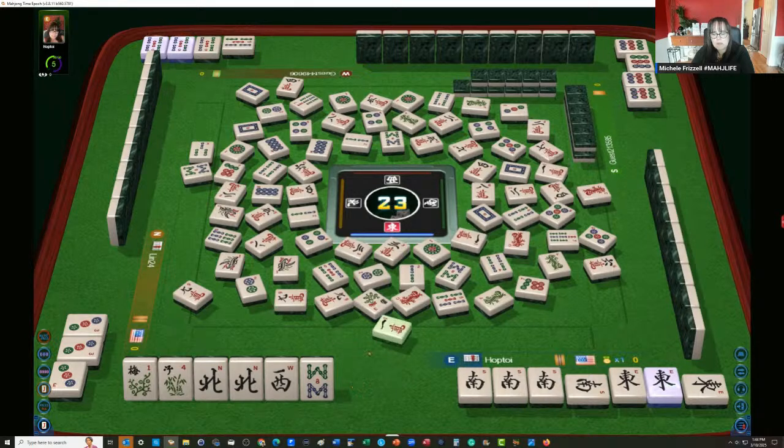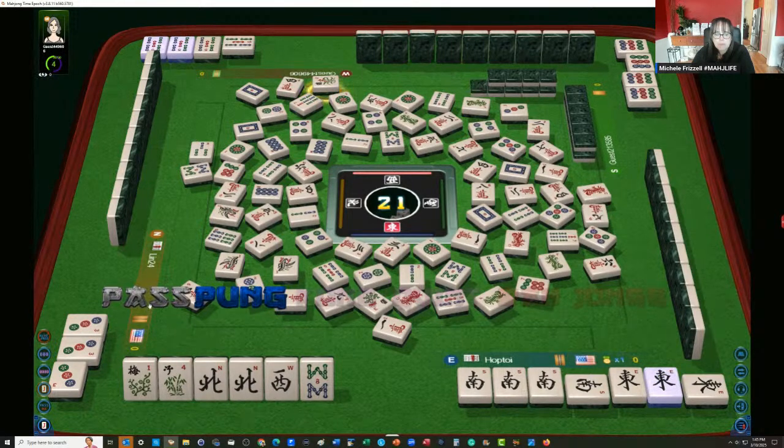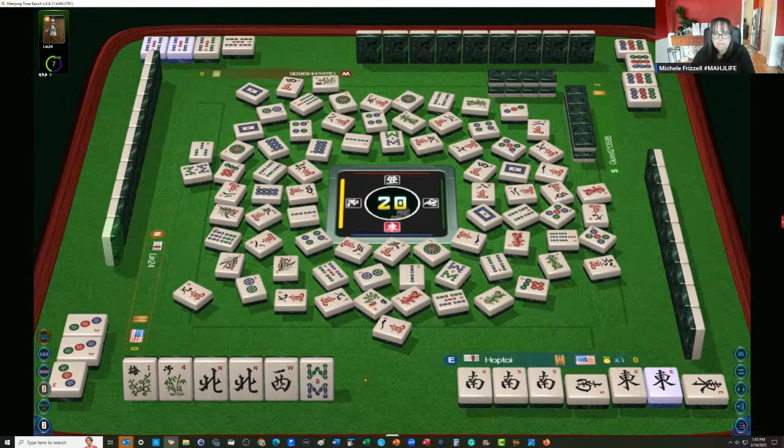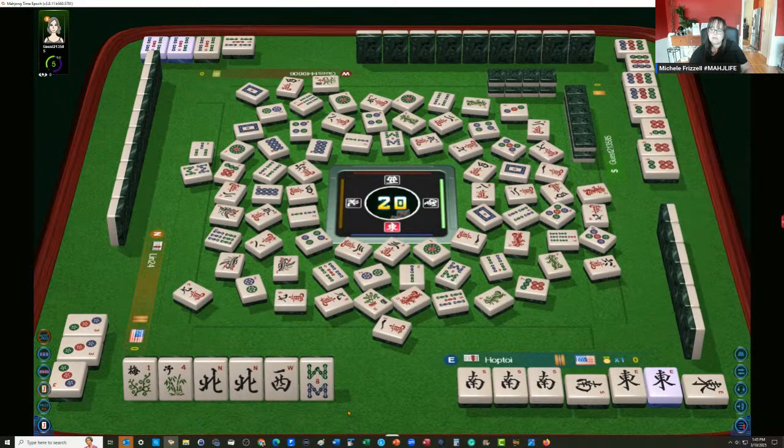Okay, that should be safe. 1 character. 9 characters. Okay. They must be, maybe they have 9 bams with news. And they probably already have their pair. Flower. We're going to pass. Okay, 5 more picks. 6 dots. Oh, hesitation on the 6. Kong. Okay, they are playing 3, 6, 9.